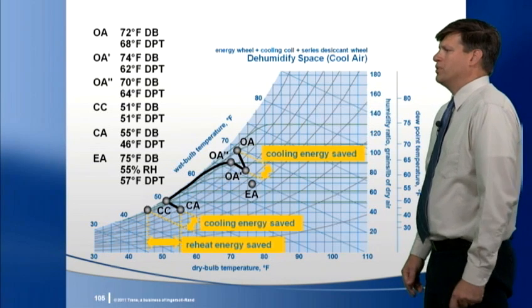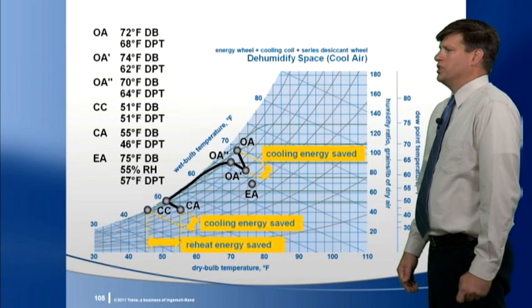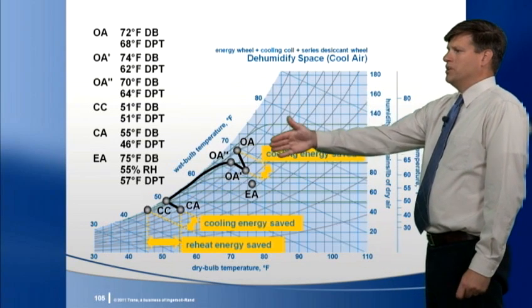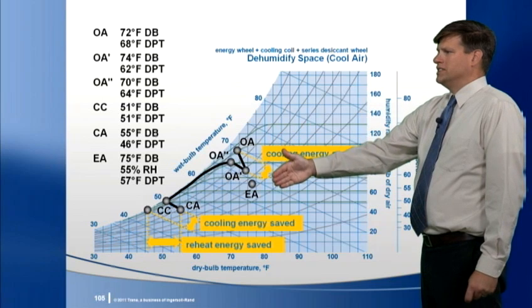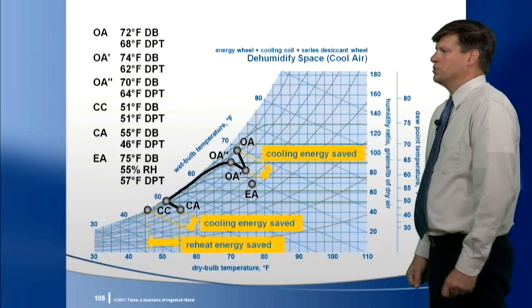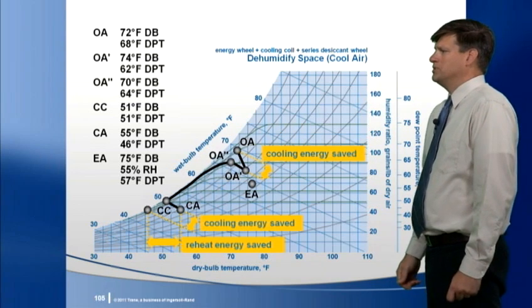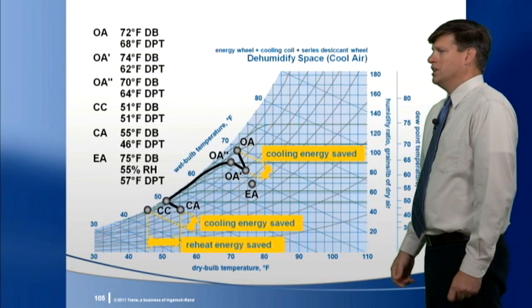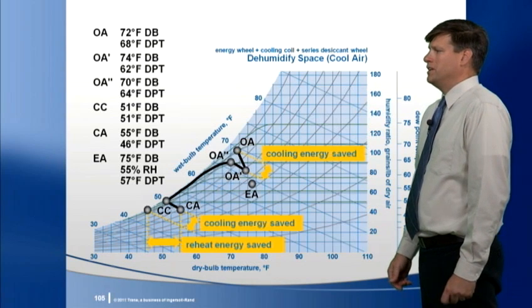In this example, a mild rainy day, the energy wheel transfers moisture from the entering outdoor air to the drier exhaust air. This lowers the relative humidity of the air entering the upstream side of the series desiccant wheel, low enough to regenerate the desiccant without any preheat.